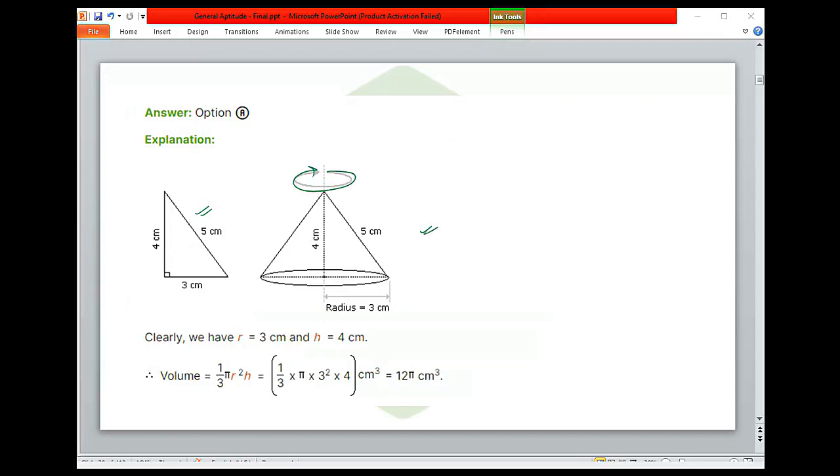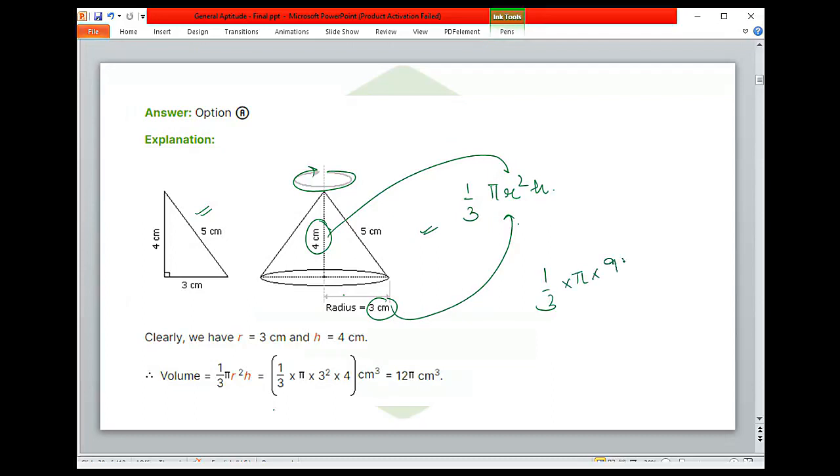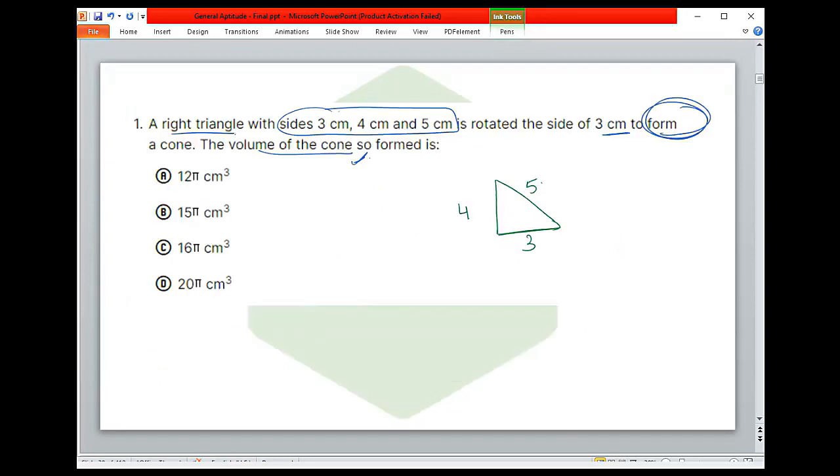Now all you have to do is put in the formula for the volume of a cone. Volume of a cone is 1 by 3 pi r square h. Radius is 3, height is 4, because we have a right angle triangle which is getting rotated. When you solve it, you get 1 upon 3 pi into 9 into 4, which is 12 pi centimeter cube. Simple question. A is the correct answer for this question.